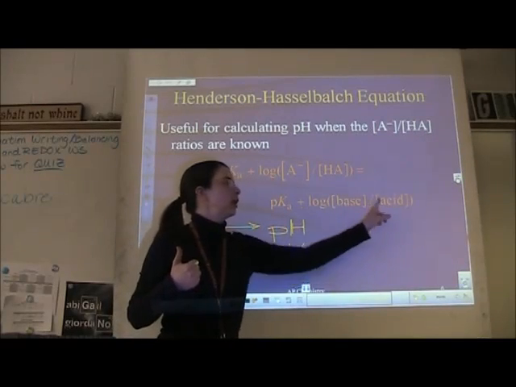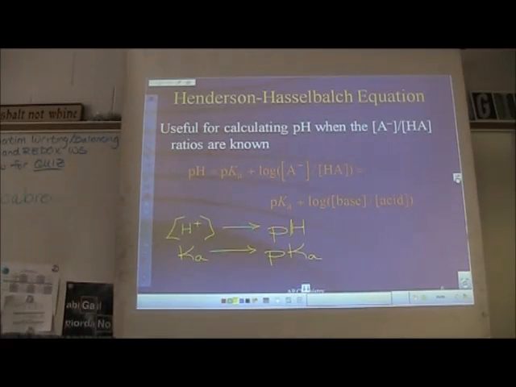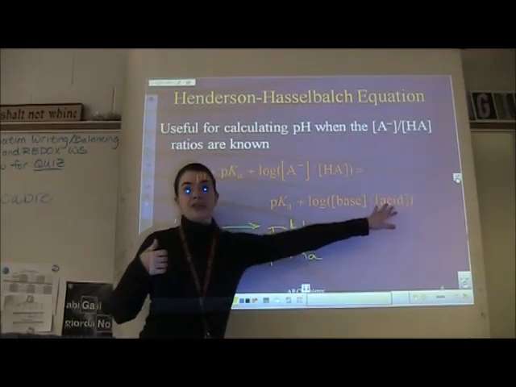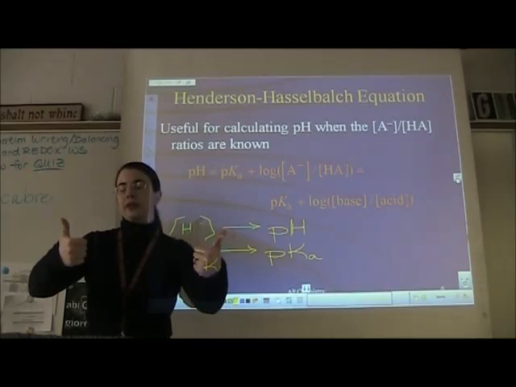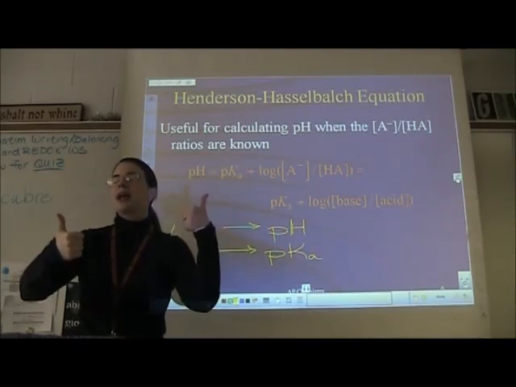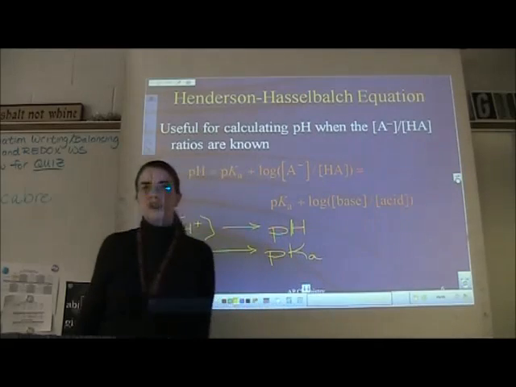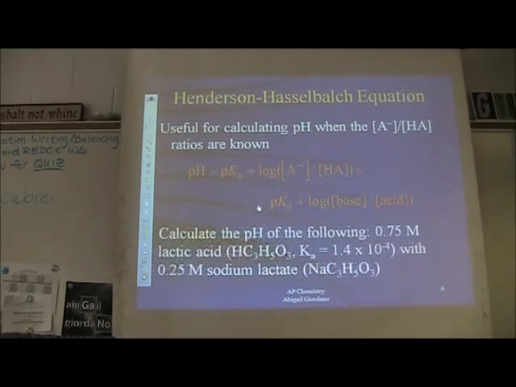Even though it's a conjugate base, it's still a base. That means you're going to plug in the molarities for these two things. What if I had a basic buffer system? That means I have a weak base, and what else must be present? Conjugate acid. Molarity of the base, molarity of the conjugate acid. Let me show you an example of what a time saver this equation is.